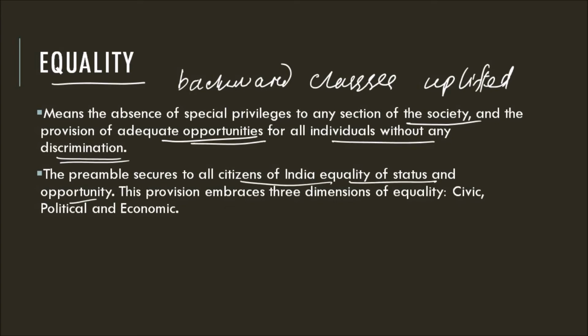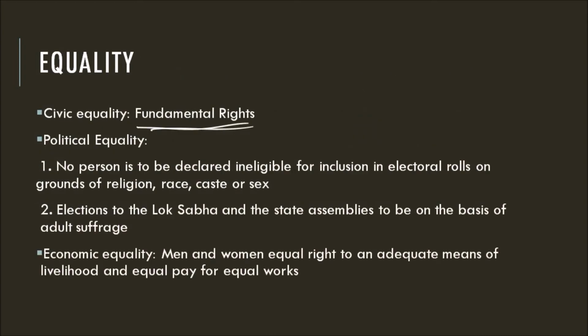And the provision embraces three dimensions of equality, that is equality in the civic, political and economic fields. Fundamental rights ensure civic equality. By political equality, we mean two things. One is no person is to be declared ineligible for inclusion in the electoral rolls on the grounds of religion, race, caste, sex, etc. And point number two is election to the Lok Sabha and the state assemblies to be on the basis of adult suffrage.